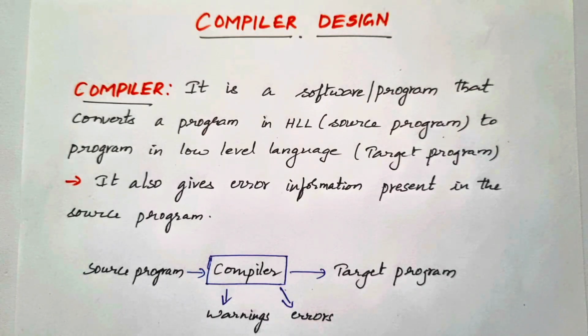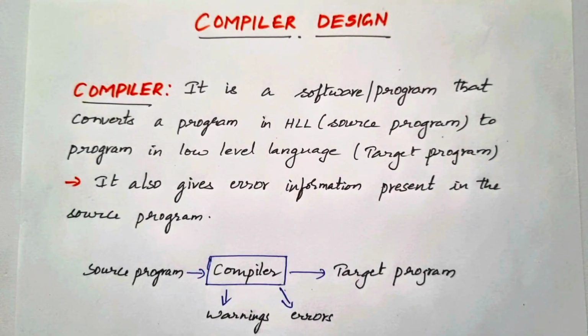Imagine writing instructions in English and expecting a computer to understand them directly. Computers cannot understand high-level programming languages like C, C++, or Java. They only understand machine language, which consists of binary digits, zeros and ones. A compiler acts as a translator between the programmer and the computer. It converts human-readable code into machine-readable code, allowing the computer to execute the program correctly.